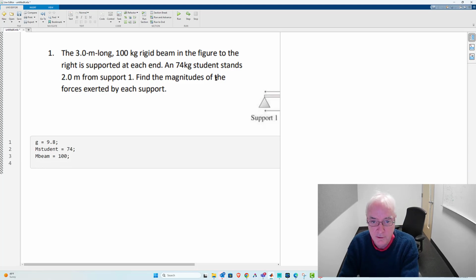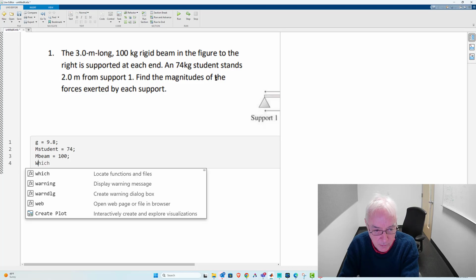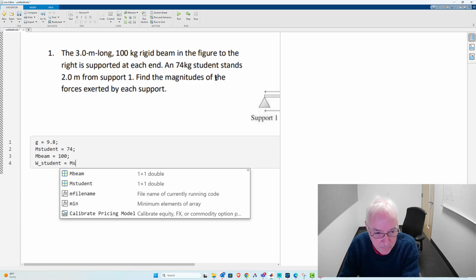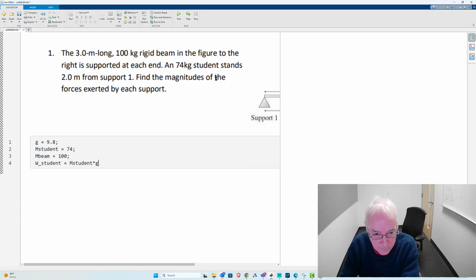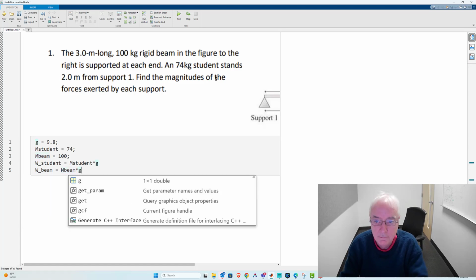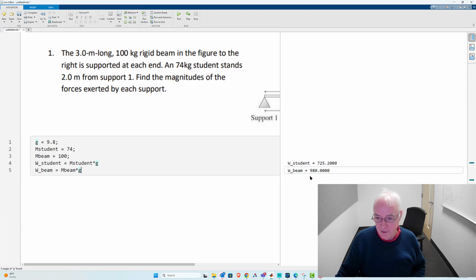All right, so now I'm going to do the calculations on the weights. W student equals M student times g. And then W beam equals M beam times g. All right, let's just hit the run button and see what those calculate to. All right, so those are weights in newtons.